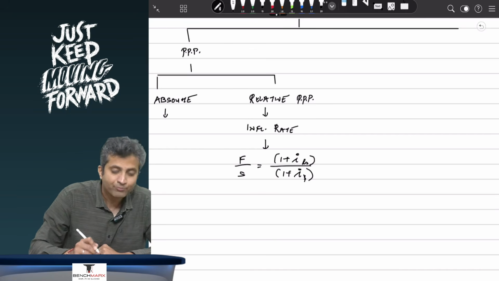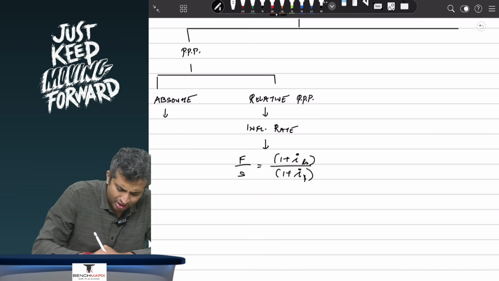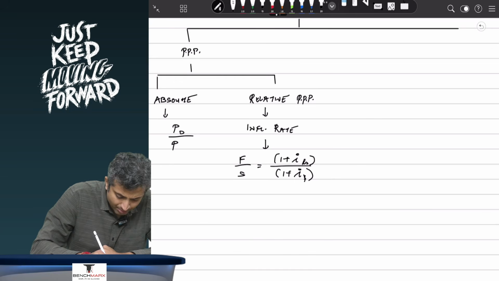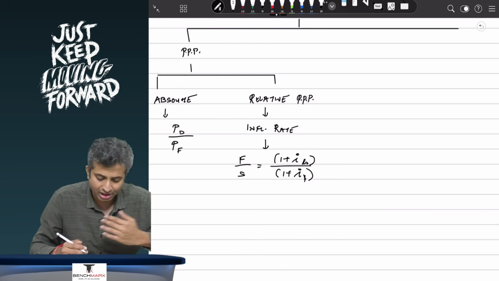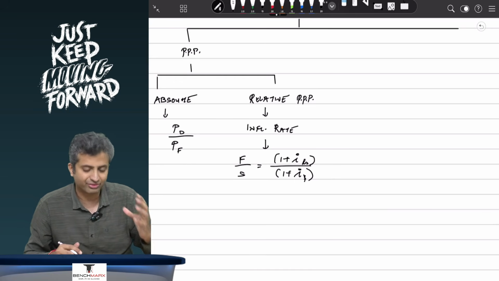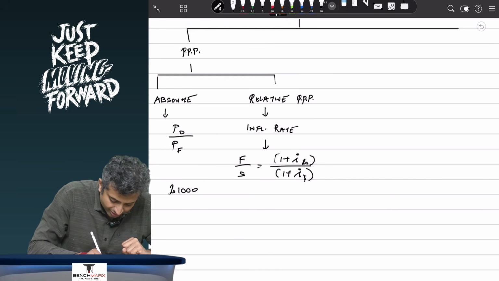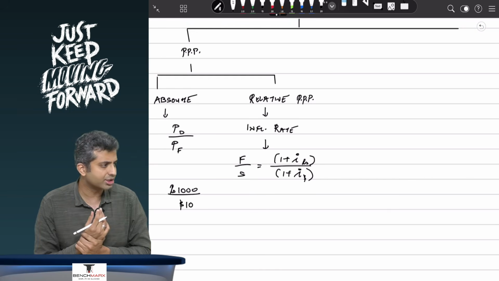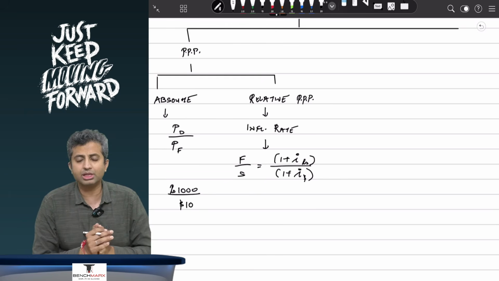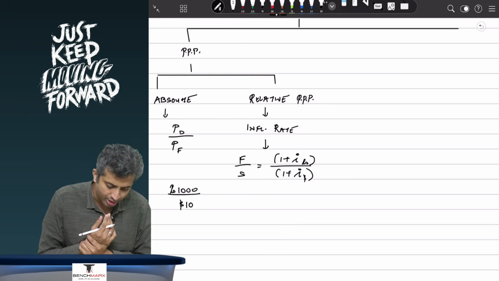But before that, when you look at an absolute purchasing power parity theory, we say that you look at the price level in India, let's say the domestic price level, and you compare that with the price level in the foreign country, let us say that is the US. For example, if a basket of goods costs you 1,000 rupees in India and the similar basket of goods costs you $10 in the US, then we would say that probably the exchange rate should be rupees 100 per dollar.